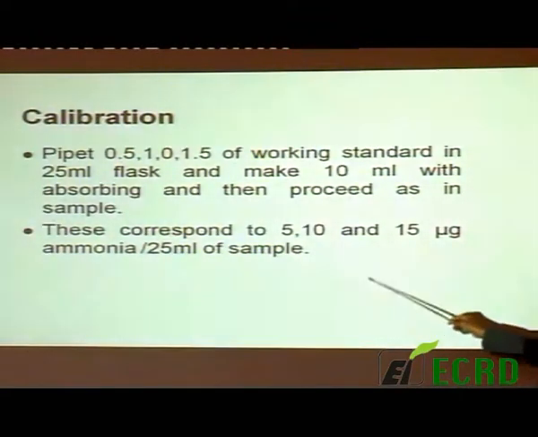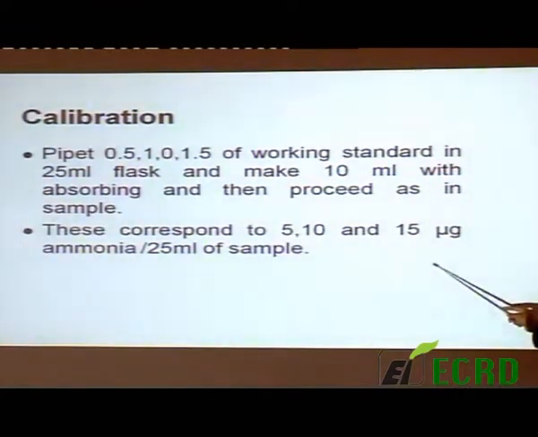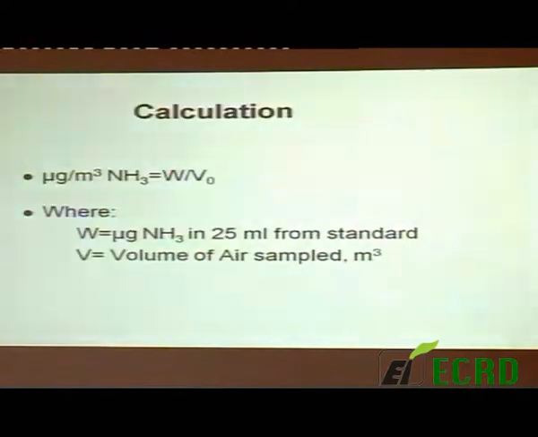Here is the volume, here is the absorbance. When you take the sample, you may come up with an absorbance X. You find out where the X absorbance is, you draw a perpendicular and see what the concentration is here. Next. The calculation is the same as for the weight of the ammonia present in the sample divided by the volume in cubic meter.